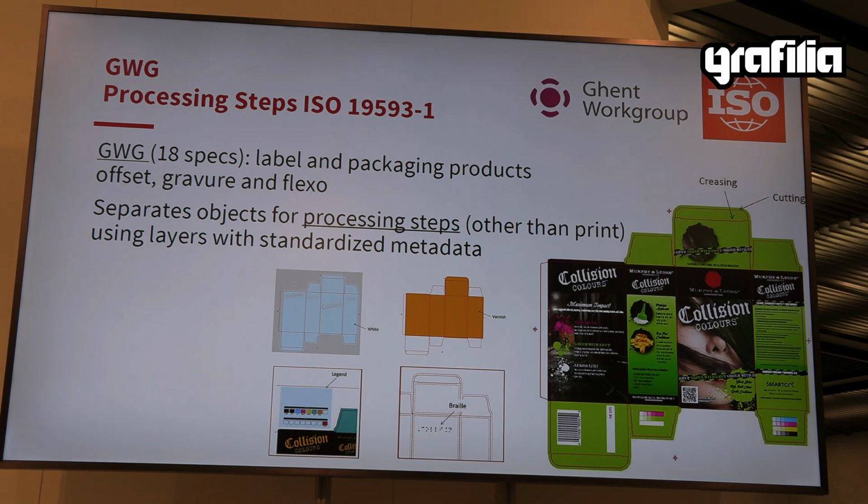Yeah? And then the printer can easily use that information to separate the cut line from the print layout. And the GWG relates to these processing steps to the ISO standard by requiring that every PDF file that wants to comply with any of the packaging specifications needs to use processing steps.